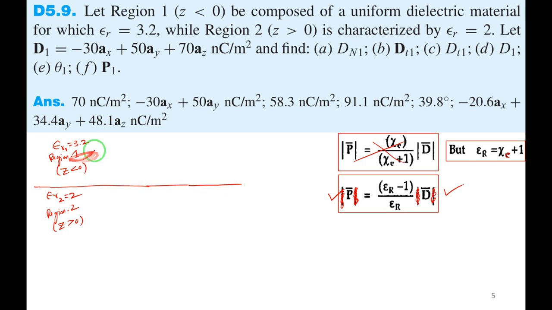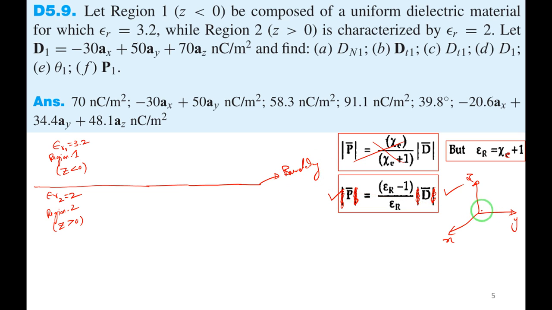Always take the region of higher permittivity as region 1 above, and region 2 below, so that it will be easy for us to write the formulas. And one more thing, observe here, if I take the x, y, z axes, this boundary is located in the xy plane.